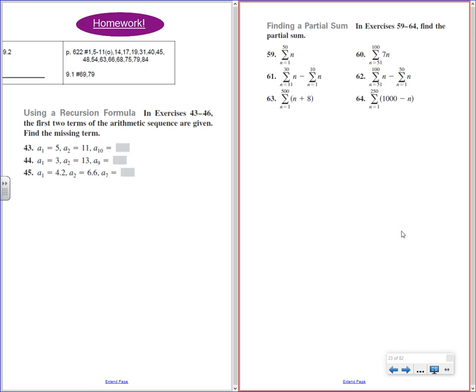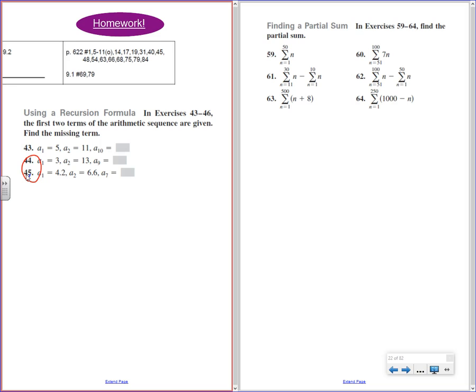All right, number 45 is our first one. You guys can tell they gave us a sub 1 and a sub 2. They gave us the first term and the second term. They told us it was arithmetic. If it's arithmetic, what's my common difference if I know the first and second? Yeah, so my common difference, I just need to subtract.